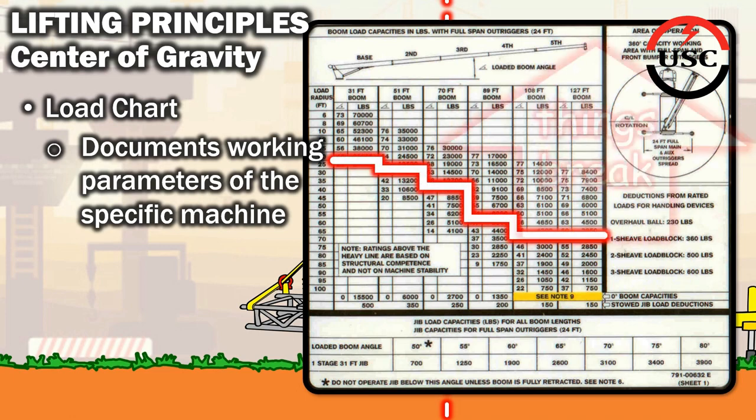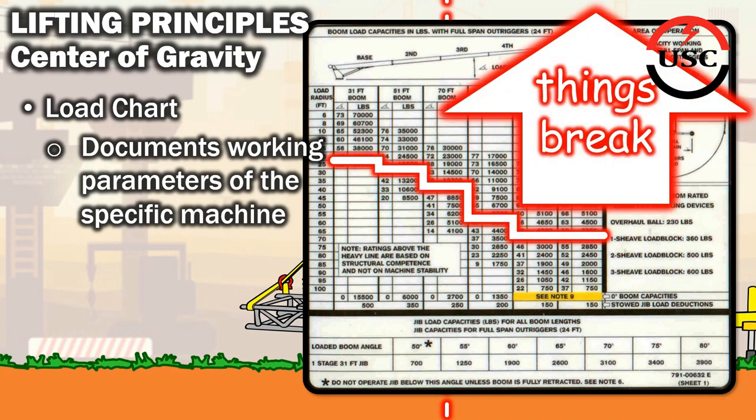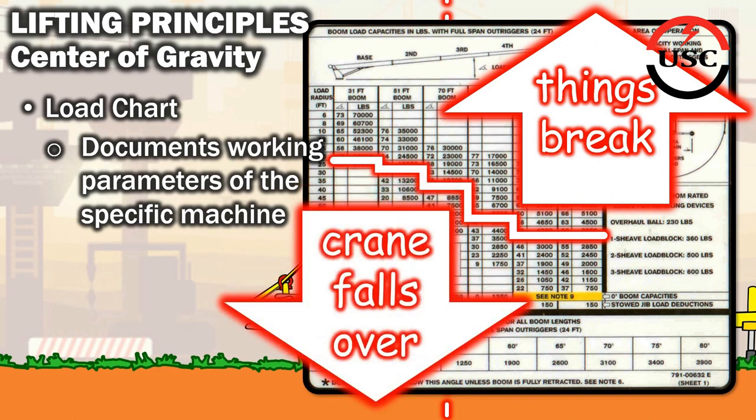Violating the numbers above the line is likely to result in structural damage to the machine, blown cylinders, buckled booms, and the like. Violating the numbers below the line is likely to result in the crane tipping over, but both have been known to occur simultaneously.